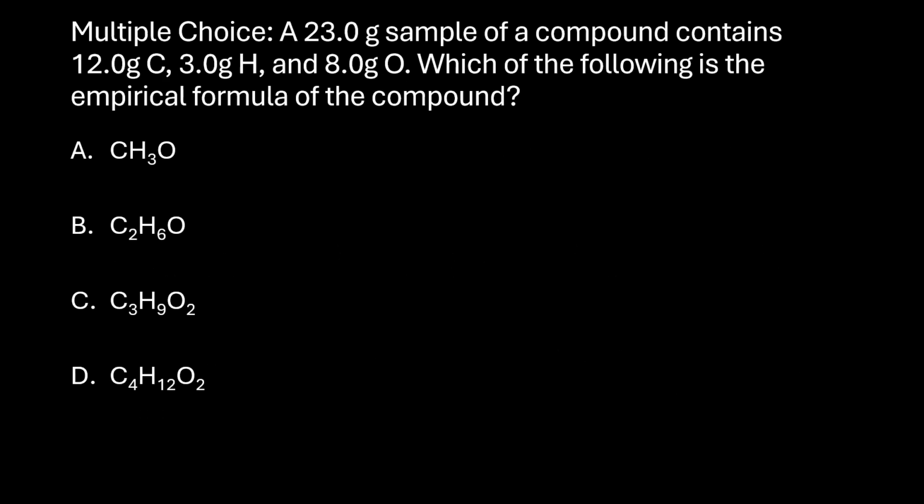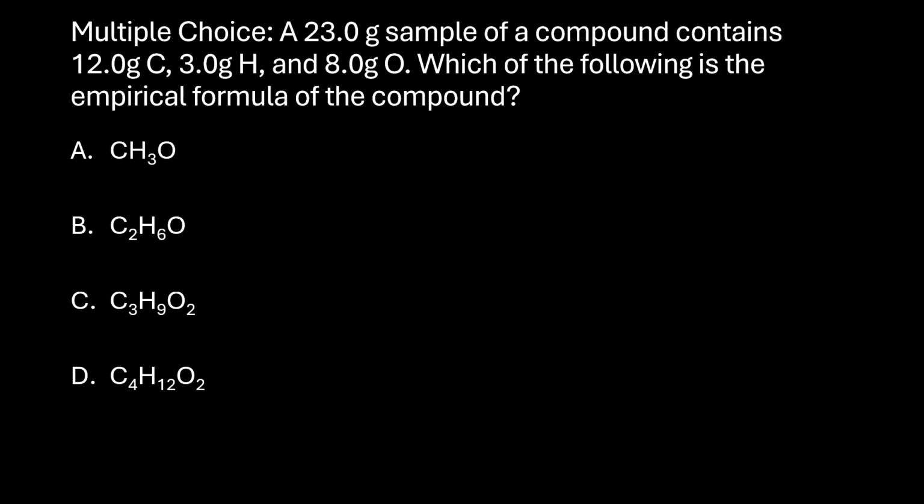So this is the first type of problem where they're giving you data and they're asking you what the empirical formula is. It's a multiple choice problem, so they have nice numbers. You don't necessarily have to use your calculator on it. Before, they wouldn't let you use calculators on multiple choice exams, but I think they changed it. So you would be able to use your calculator, but it might be faster just to do it in your head if you can. So a 23-gram sample of a compound contains 12 grams of carbon, 3 grams of hydrogen, and 8 grams of oxygen. Which of the following is the empirical formula of the compound?